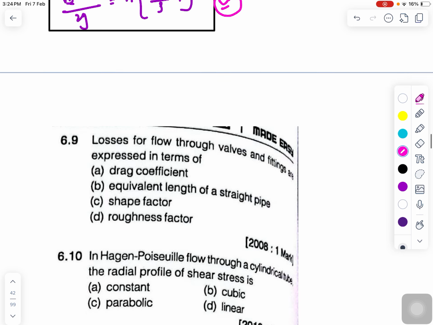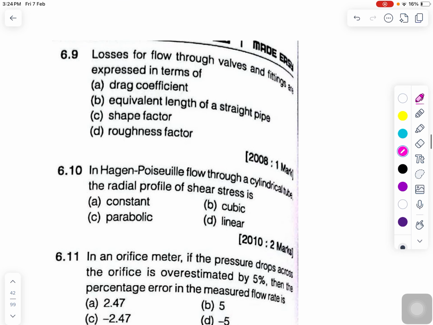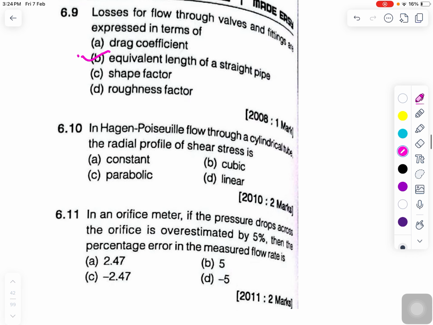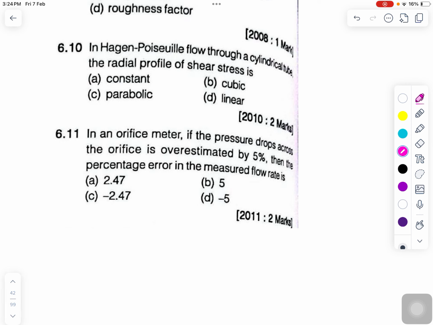Next question says that losses for flow through valve and fitting are expressed in terms of drag coefficient, equivalent length of the straight pipe, shape factor and roughness factor. So obviously it is expressed in equivalent length of a straight pipe. Now the next question says that in a Hagen-Poiseuille flow through a cylindrical tube, the radial profile of shear stress is. If Hagen-Poiseuille flow is there, this one is the velocity profile, and if this is the center line, the shear stress profile used to be linear, right? So that will be your linear profile.